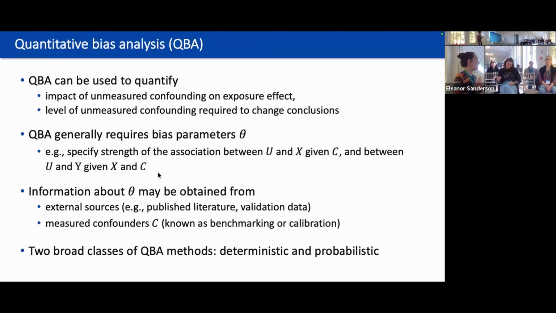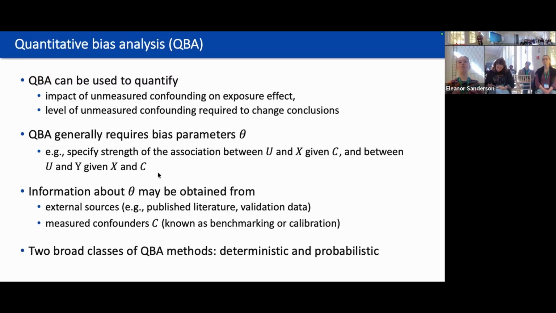Okay. So quantitative bias analysis is a type of sensitivity analysis, and we can use it to measure the impact of unmeasured confounding on our exposure effect estimate. We can also use it to look at how much unmeasured confounding is required to change our conclusions compared to our naive analysis. Now, a quantitative bias analysis usually requires a model to model the relationship between the unmeasured confounders and the study data. I'm going to call this the bias model.